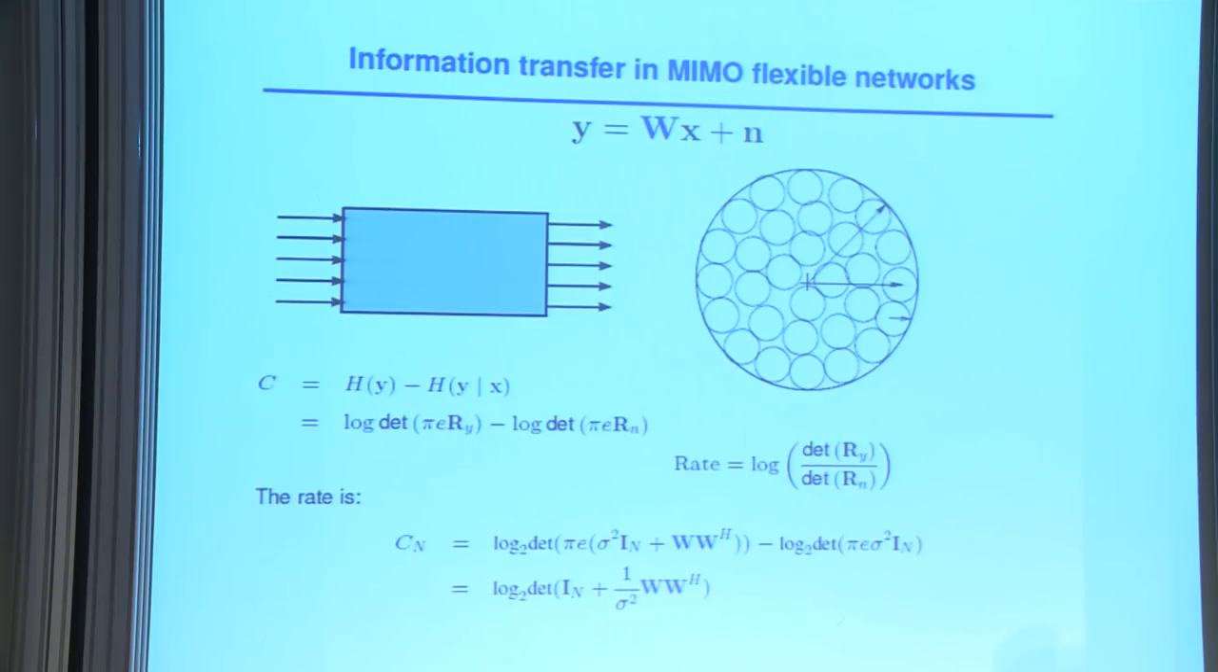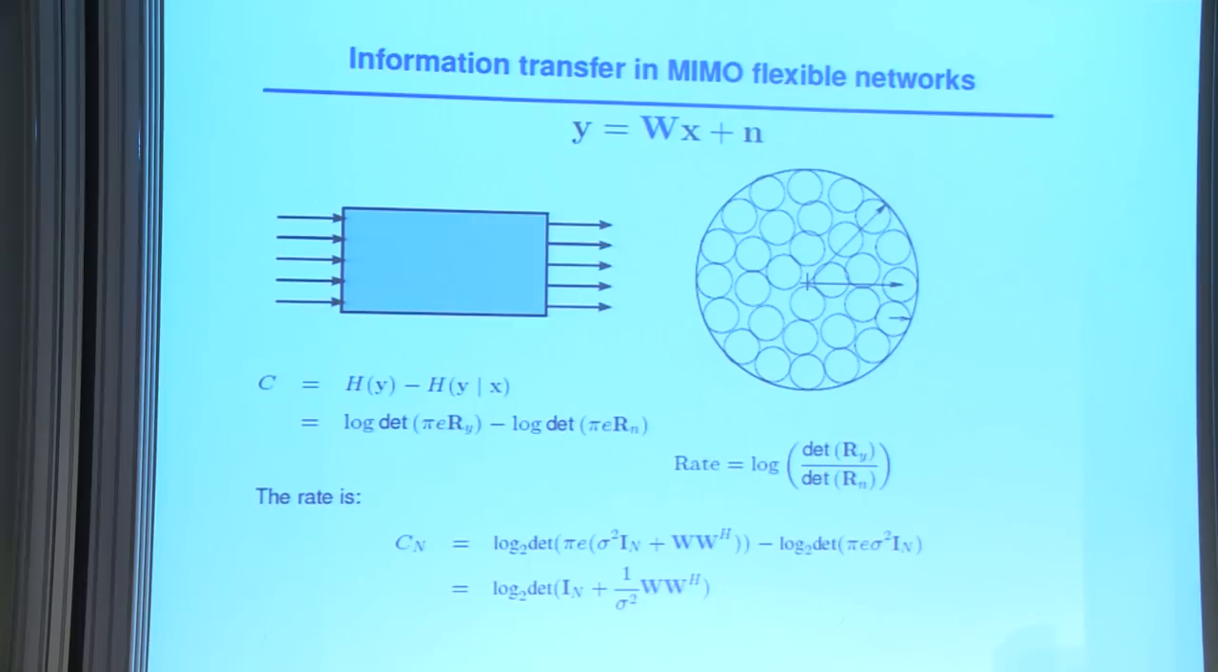So suppose, because I don't want to go into the details, that x is Gaussian and n is Gaussian. In fact, it turns out that this is the best way you can do for transmitting information, but I don't want to spend time on that. But suppose that x is Gaussian, then the differential entropy of the vector y is nothing else than the log determinant of (2πe) Ry, and the differential entropy of the vector n is log det (2πe) Rn, which is the covariance. Now this is the covariance of y and the covariance of the noise.